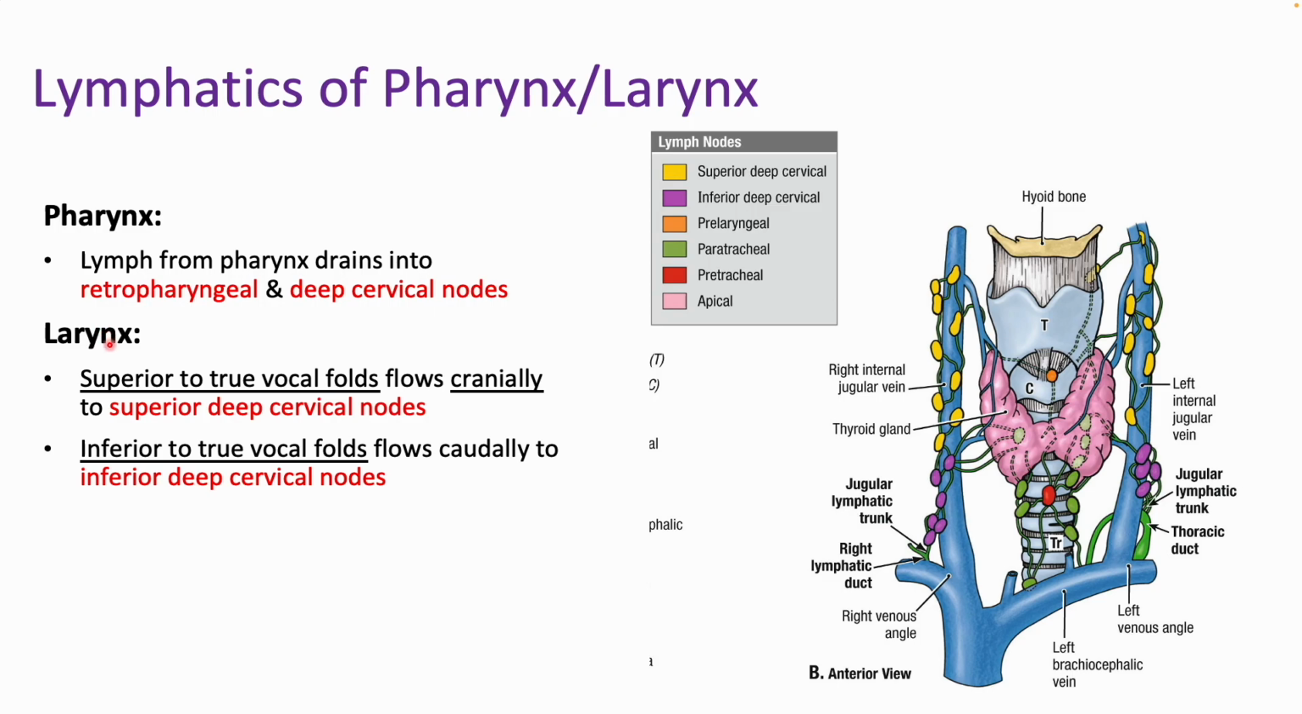Our larynx, superior to the true vocal folds, so higher up, we're going to flow cranially towards the cranium, towards the head, to superior deep cervical nodes. Inferior to the true vocal folds, we're going to flow caudally or inferiorly towards the inferior deep cervical nodes. So with all of these, we're seeing deep cervical nodes. The larynx, upper part will go superior, lower part will go inferior. Pharynx will just go in general to all the deep ones, as well as retropharyngeal.